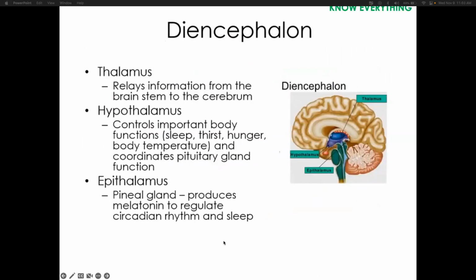We have our hypothalamus, which controls the important body functions like sleep, thirst, hunger, body temperature, and coordinates pituitary gland function. And then lastly, we have our epithalamus, which holds our pineal gland, which produces melatonin and helps regulate circadian rhythms and sleep.